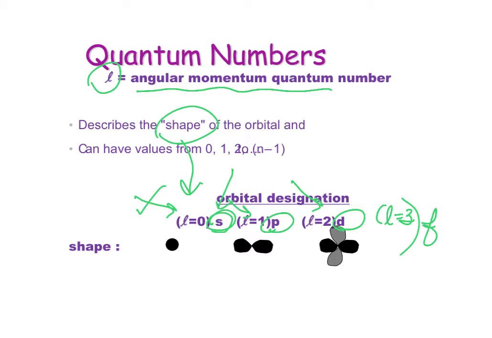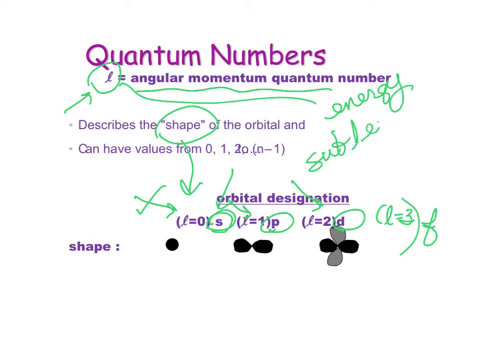Now, I do want to throw in here that primarily L is used to describe the shape, but it can also be thought of as an energy sublevel within each primary energy level. So within, let's say, the n equals 1 energy level, you'll see that we have L values of 0.